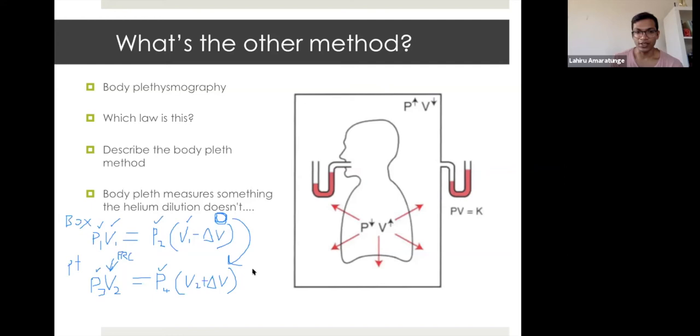Asthmatics often have spirometry done, as we all know. Doesn't necessarily mean you need to have body plethysmography done as well. But yeah, that's the one application I've seen. Has anyone seen body plethysmography done for any other applications in medicine? Definitely post it on the chat if you have. That'll be fine as well.